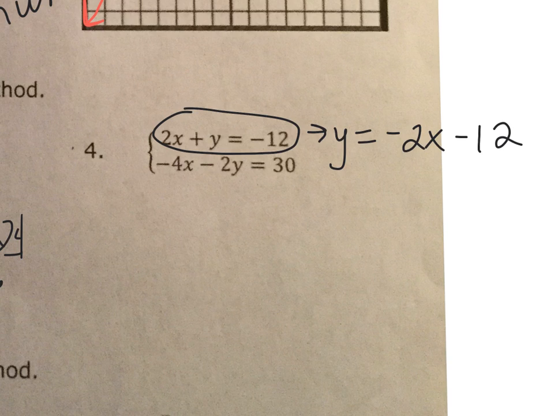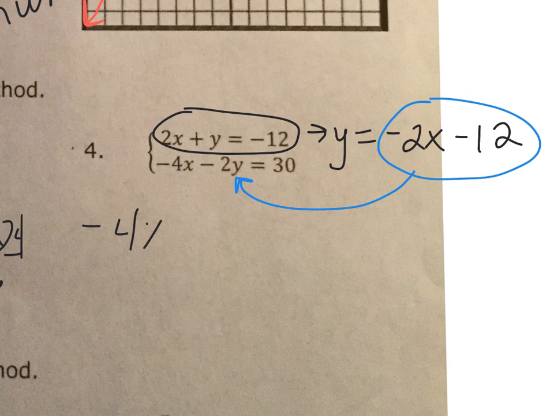So again, I'm going to take this equation for y and put it in there for that y. And this is a case where you want to make sure you use parentheses to enclose that expression so you don't miss negative signs and whatnot. So negative 4x minus 2 times y, which is now negative 2x minus 12, equals 30. Okay, now you just go through and do distribution and get x by itself on one side.